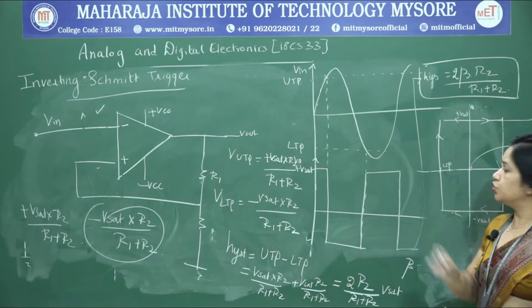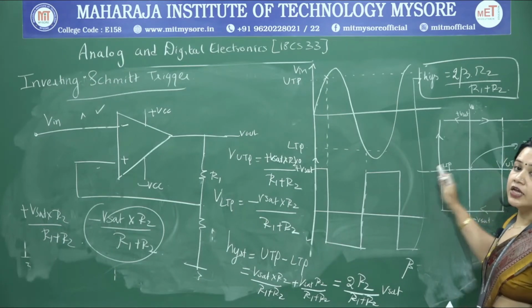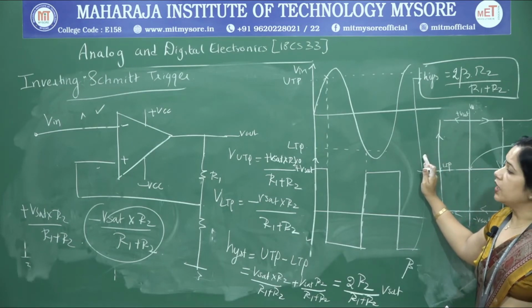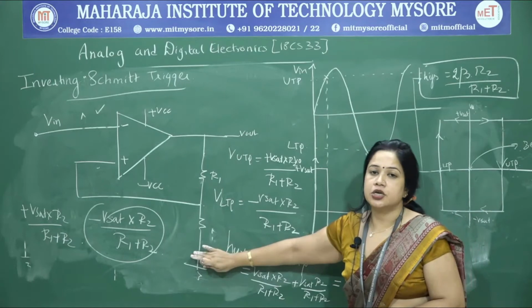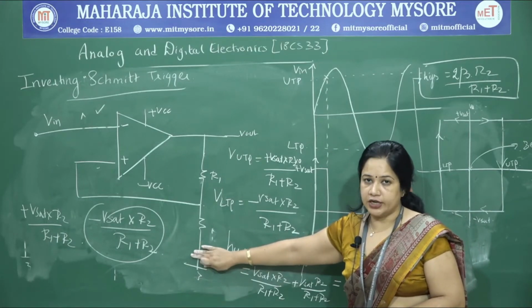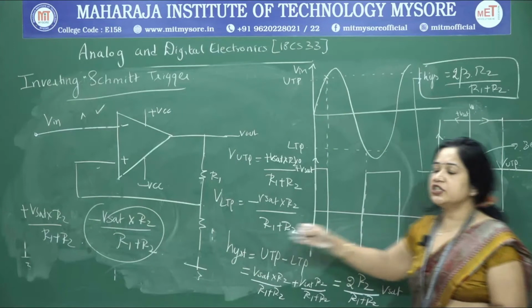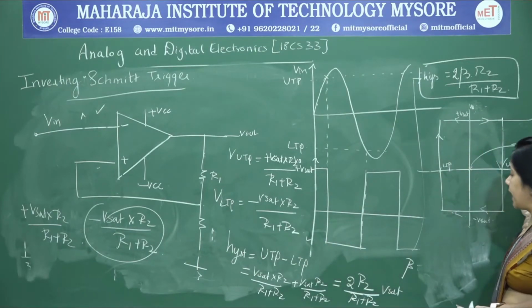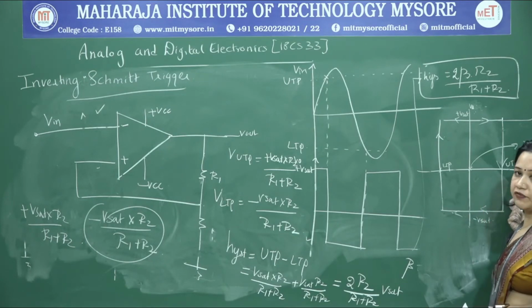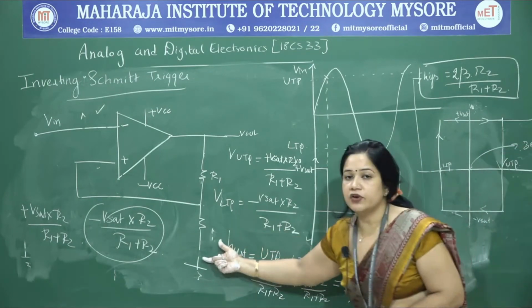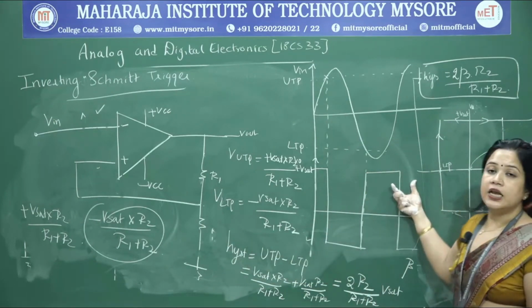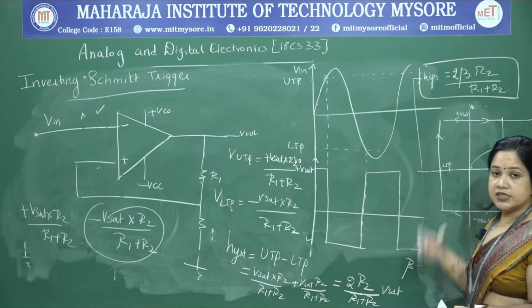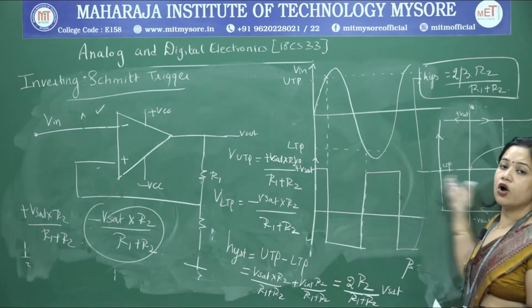So if I want to shift the hysteresis curve either to the left or to the right, what we do is add a reference voltage here. A positive reference voltage shifts your hysteresis curve to the right of 0, and if I add a negative reference voltage, it is shifted to the left of the original hysteresis curve. So we will see how this hysteresis curve can be shifted either to the left or right.